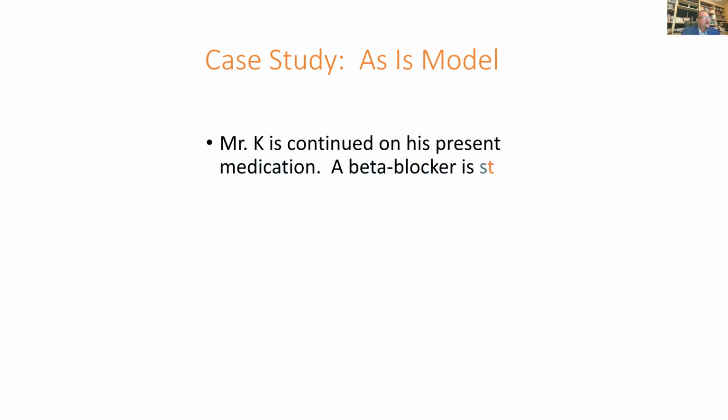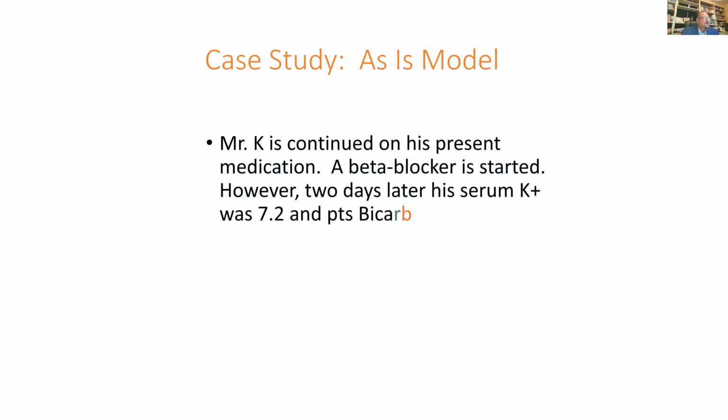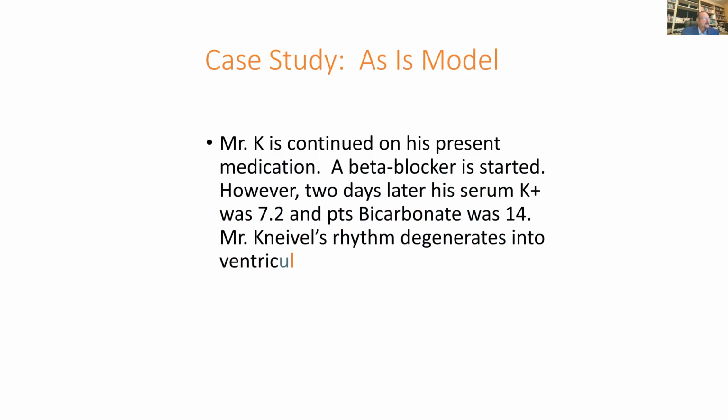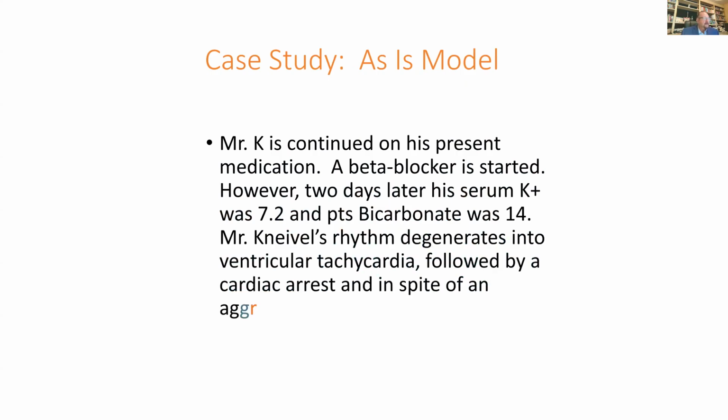Mr. Knievel is continued on his present medicines, and a beta blocker is started. After 2 days, his serum potassium is 7.2, which is elevated. His bicarb drops to 14. His rhythm degenerates into ventricular tachycardia, followed by a cardiac arrest. And in spite of an aggressive resuscitation attempt, he passes away.